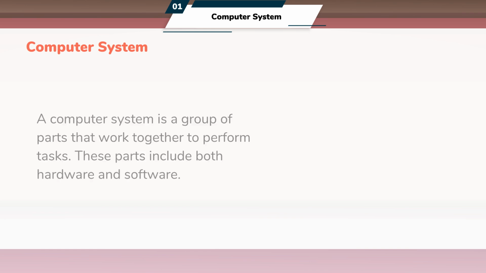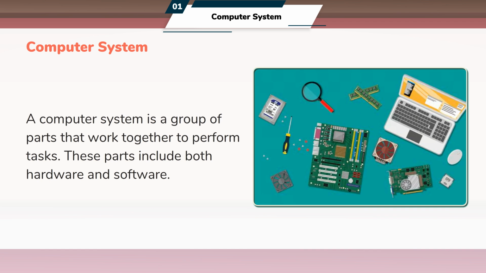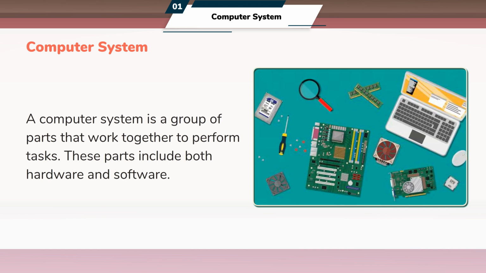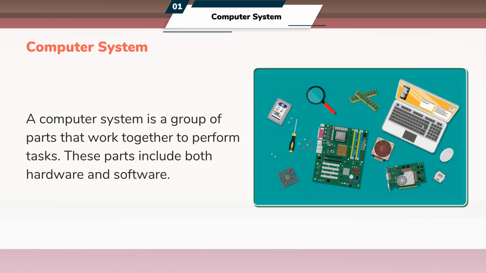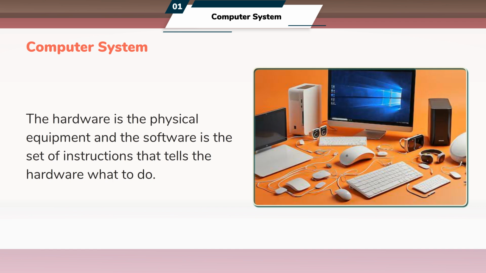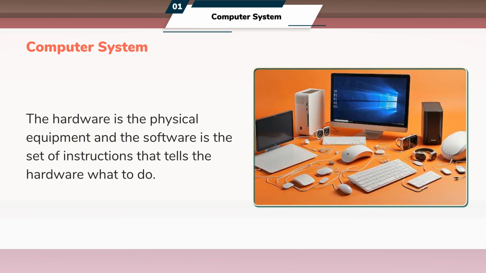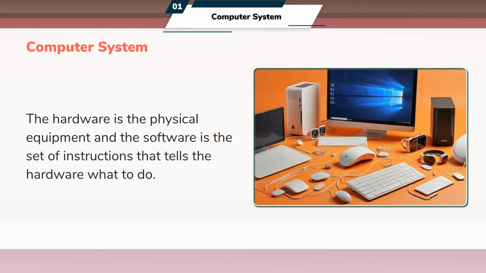Learn about computer software. Know how a computer works. Computer system. A computer system is a group of parts that work together to perform tasks. These parts include both hardware and software. The hardware is the physical equipment and the software is the set of instructions that tells the hardware what to do.